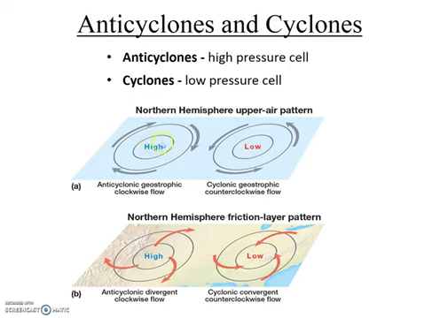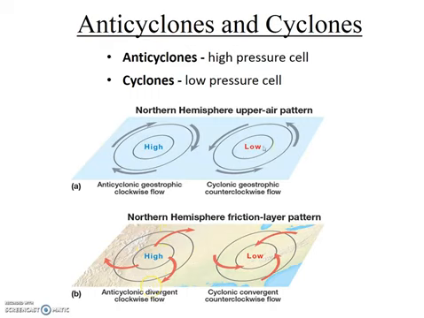Let's review the diagrams. In a high pressure system, or an anticyclone, in the upper atmosphere, we're only dealing with the pressure gradient and the Coriolis effect, and the resulting winds are what we call clockwise geostrophic flow. Down closer to the surface of the Earth, friction is involved, which reduces the Coriolis effect, and essentially the pressure gradient overwhelms the Coriolis effect, and we have what's called divergent clockwise flow. There's still a clockwise nature to it, but the air is also diverging.